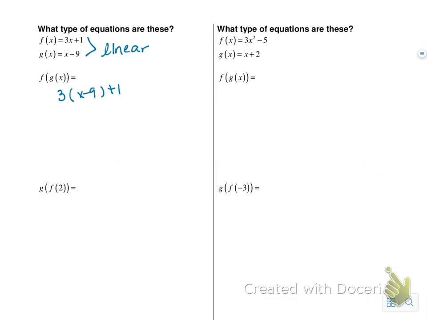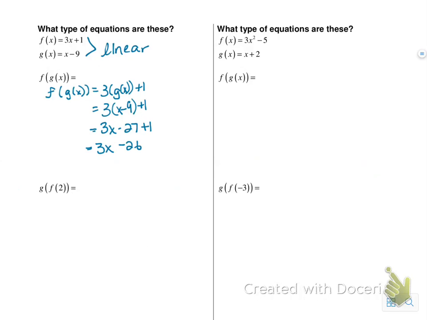Okay, so just let me write that a different way because I want to make sure we understand this concept. Another way to write it would be, if I want f of g of x, then I'm going to put g of x inside of wherever x was. Well, what is g of x? x minus 9. So then I can do some distribution. 3x minus 27 plus 1, 3x minus 26. So f of g of x is 3x minus 26.